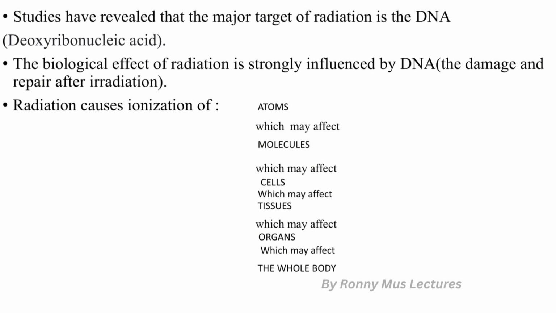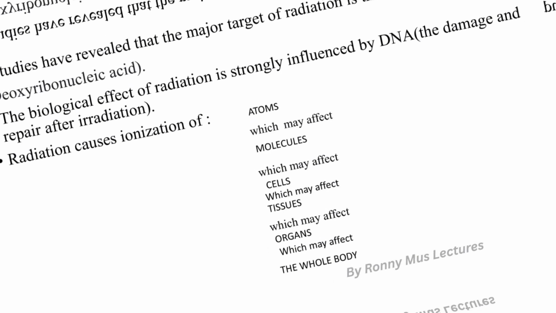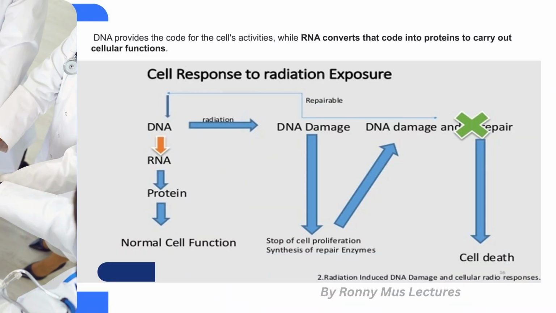Studies have revealed that the major target of radiation is the DNA. And the biological effect of radiation is strongly influenced by DNA damage and also repair after irradiation. And radiation will cause ionization of the atoms all the way up to the whole body. This slide shows the importance of DNA. DNA provides the code for the cell's activities, while RNA converts that code into proteins so that you end up with normal cellular functions. But now when DNA is exposed to radiation, you'll end up with DNA damage, and then there will be stoppage of cell proliferation. When there is no repair, you get cell death.